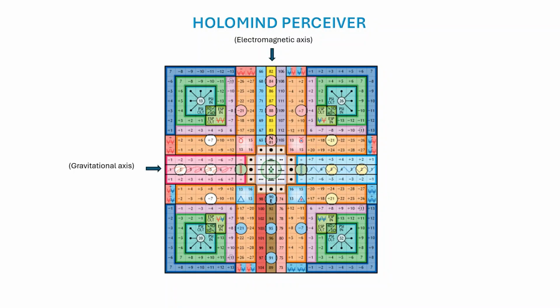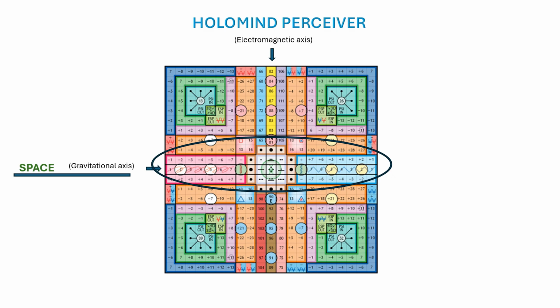Now we have defined the horizontal axis, that is the gravitational axis. That goes from the 5th time dimension over to the 6th time dimension, if you can see the highlighter here. Not only that, but the gravitational axis represents space.